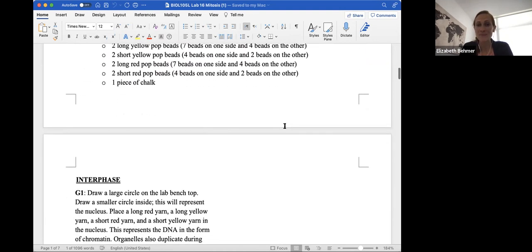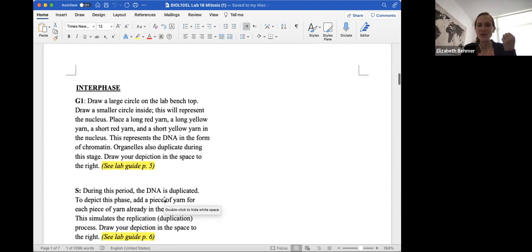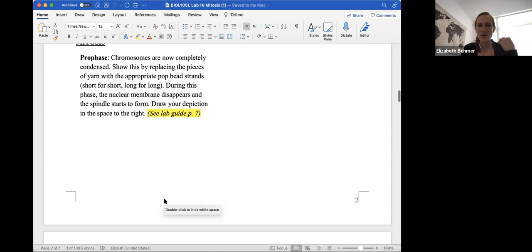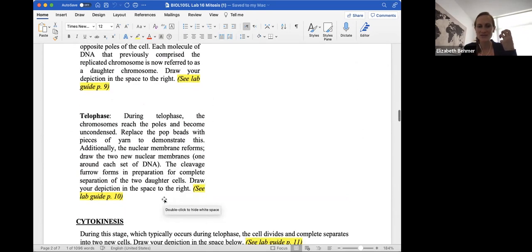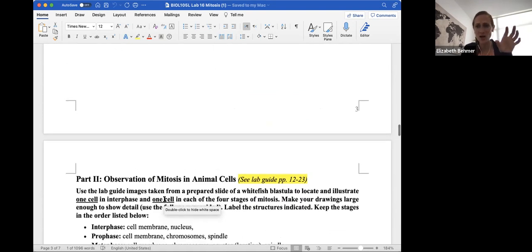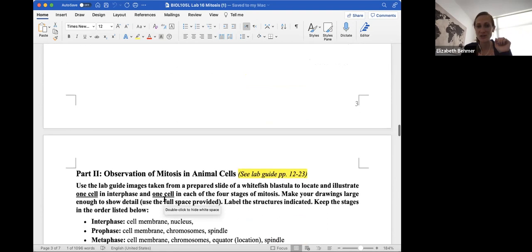So this simulated cell cycle materials, the lab guide is going to take you through what this lab simulation would have looked like if we had done it in person. And it'll take you through the different steps of mitosis: interphase, prophase, metaphase, anaphase, telophase, and then cytokinesis. And you're basically going to have to draw what you see with the proper labelings to each section.